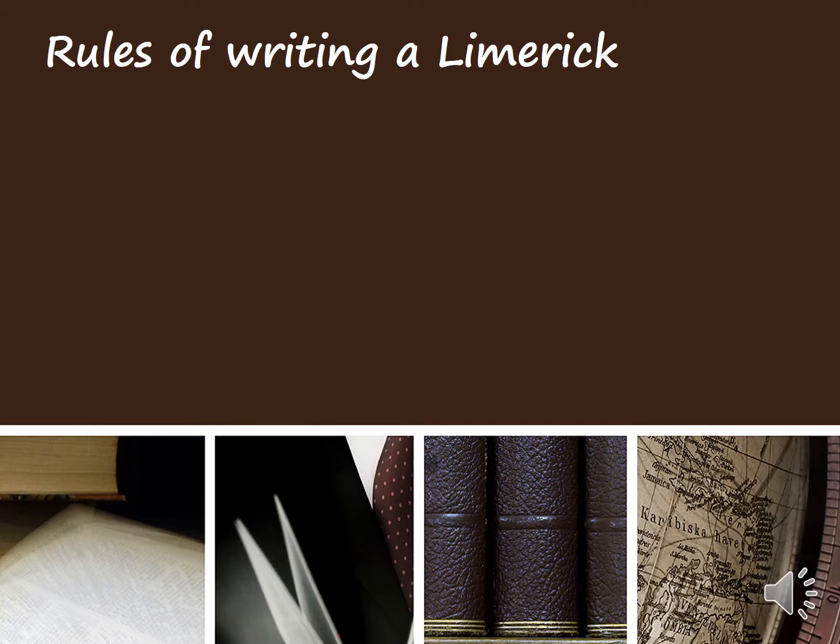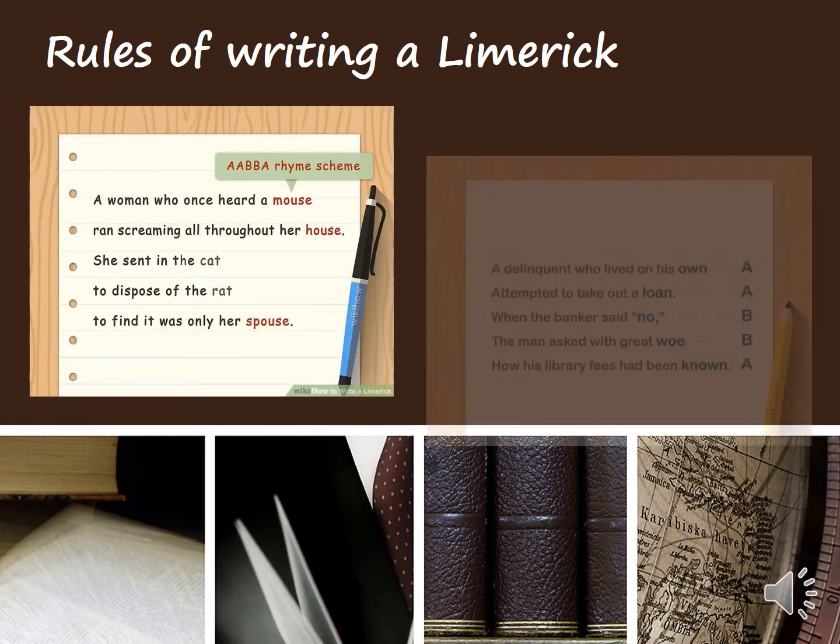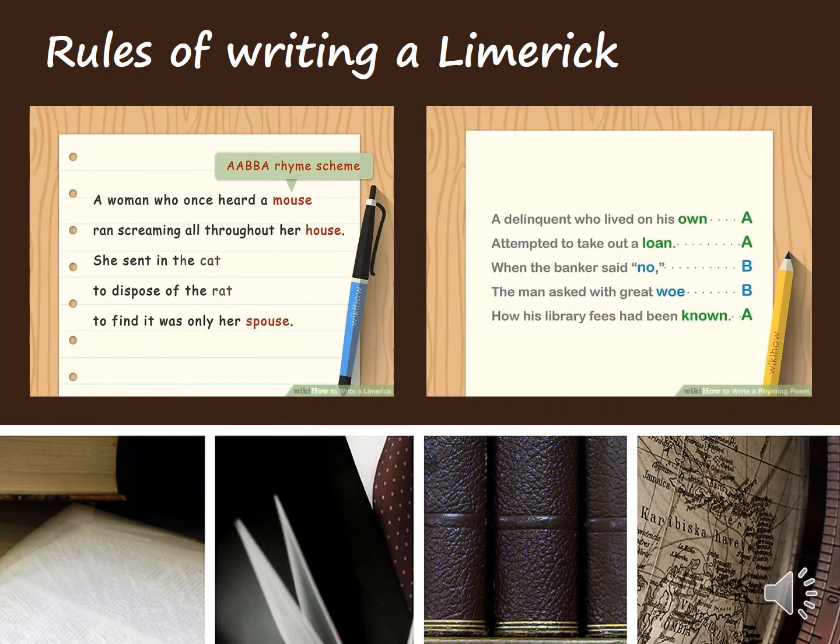To write a perfect limerick, we should be aware of its rules. First, we should always keep in mind the rhyme scheme, which is AABBA, where lines 1, 2, and 5 rhyme, and lines 3 and 4 rhyme.